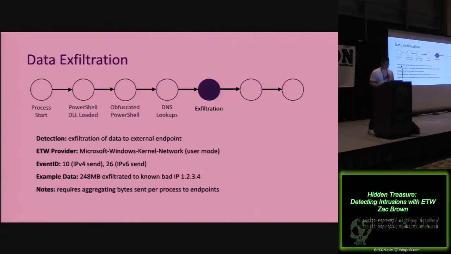Excuse me. Next we see data exfiltration by bad.exe. In this case, we're going to capture IPv4 send events and IPv6 send events. And so this comes from Microsoft Windows kernel network. I actually have an exfiltration example. All that example code that I showed earlier is available on GitHub already, and I'll have a link at the end for that as well. So you can imagine this ends up being 248 megs exfiltrated to some known bad IP. Is the detection that you're looking for there.